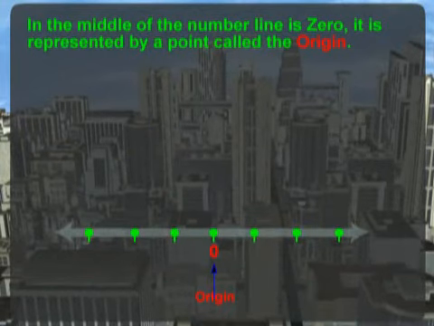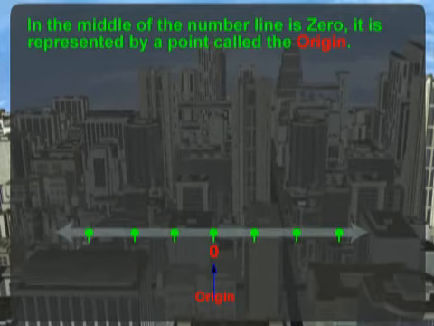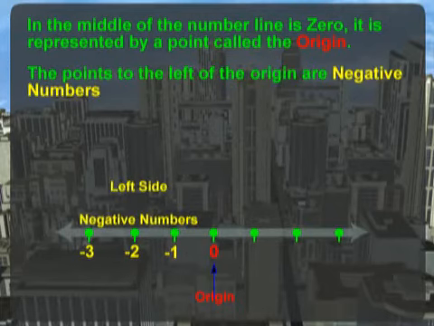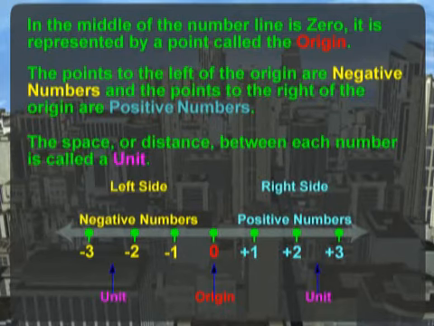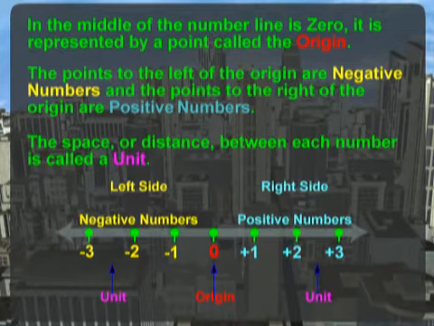In the middle of the number line is 0. It is represented by a point we call the origin. The points to the left of the origin are negative numbers, and the points to the right of the origin are positive numbers. The space, or distance, between each number is called a unit. The arrows at both ends of the number line mean that the line continues forever in both directions.